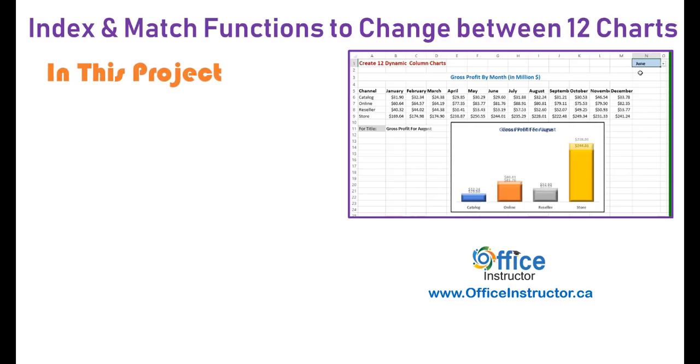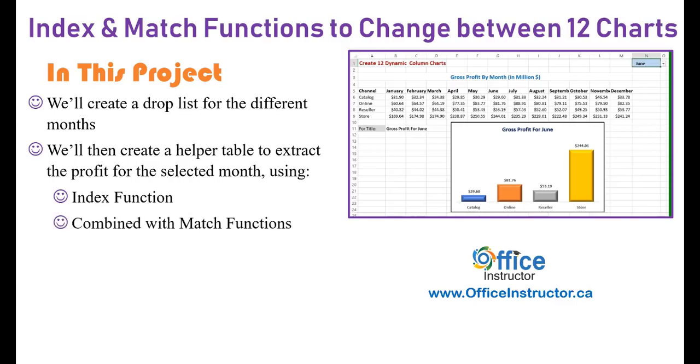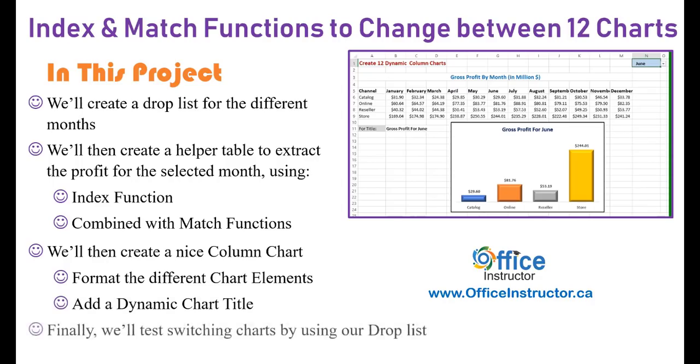In this project, we'll create a drop list, a data validation list for the different months. We'll then create a helper table to extract the profit for the selected month using an index function and combine it with match functions. We'll then create a nice column chart, format the different chart elements, and add a dynamic chart title. Finally, we'll test switching charts by using our drop list. We have a lot to learn, so let's see how we build our project from the ground up in Excel.